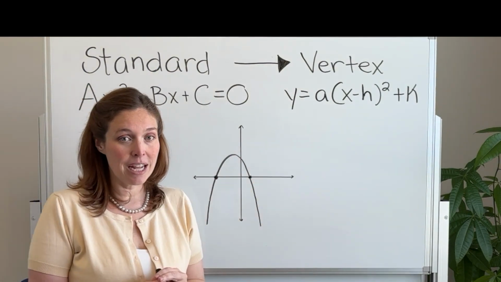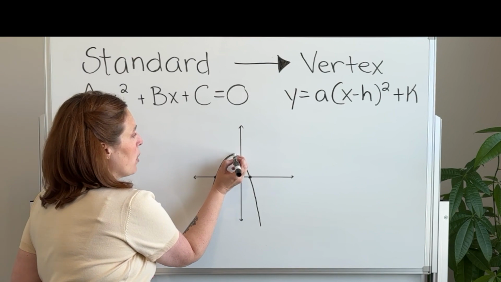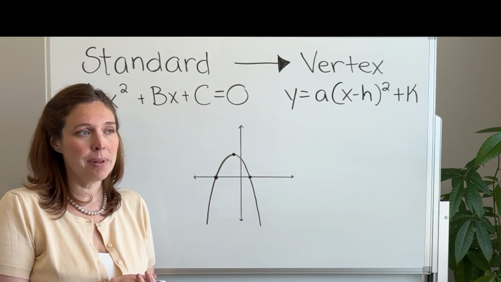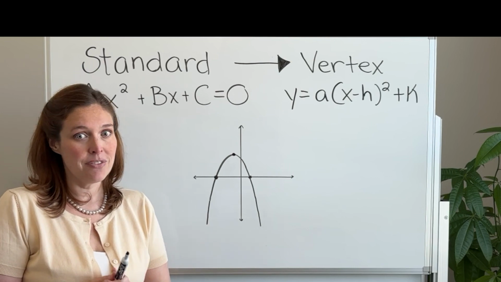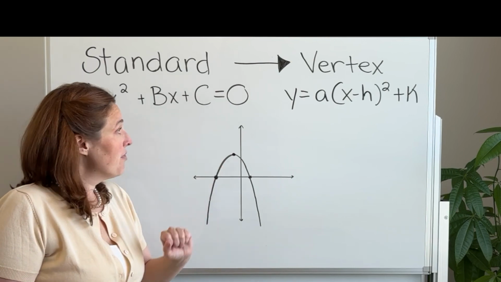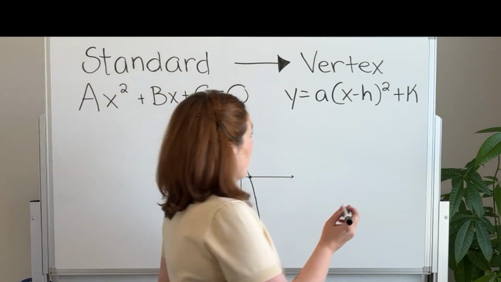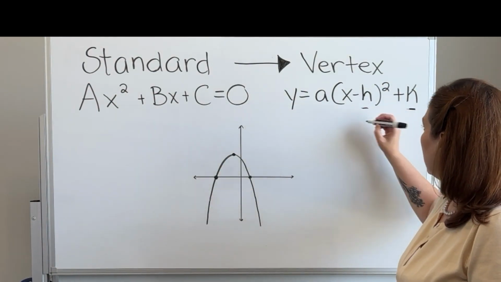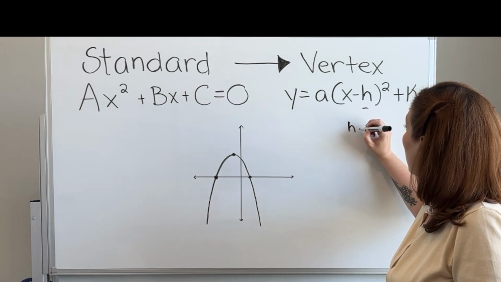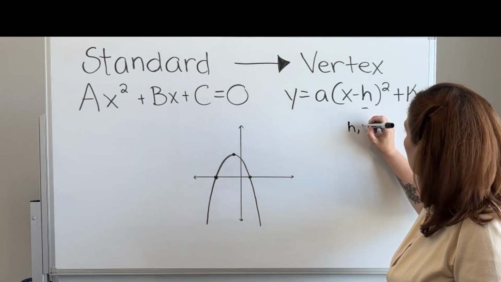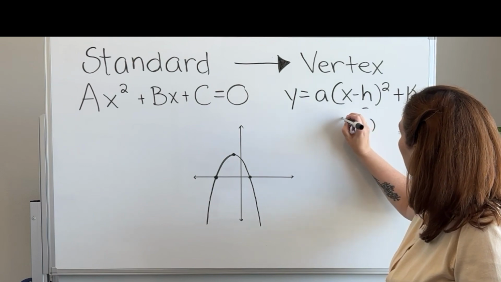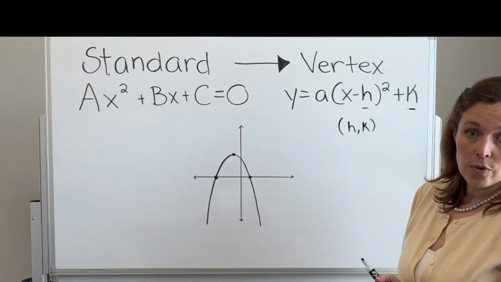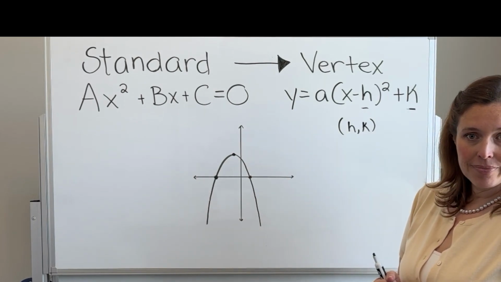Vertex form, on the other hand, is where you're able to find this point right here, which is either the highest or the lowest point on the parabola, depending on if you're dealing with a positive or negative. And you can find this point when you put it in vertex form with this h and the k. The h is going to be the x, and then the k is going to be the y. So that is going to be the ordered pair for the vertex of the parabola.